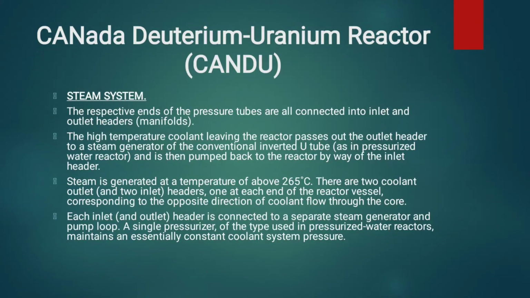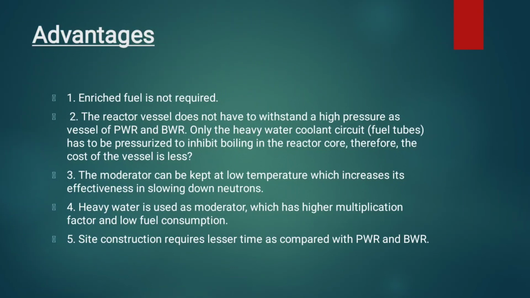There are two coolant outlet headers, one at each end of the reactor vessel, corresponding to the opposite directions of coolant flow through the core. Each inlet header is connected to a separate steam generator and pump loop. A single pressurizer of the type used in a pressurized water reactor maintains an essentially constant coolant system pressure.